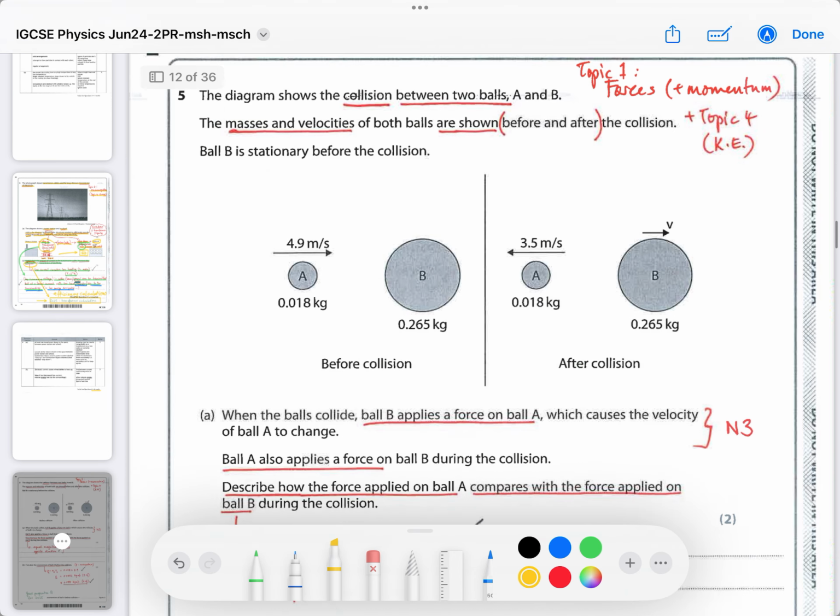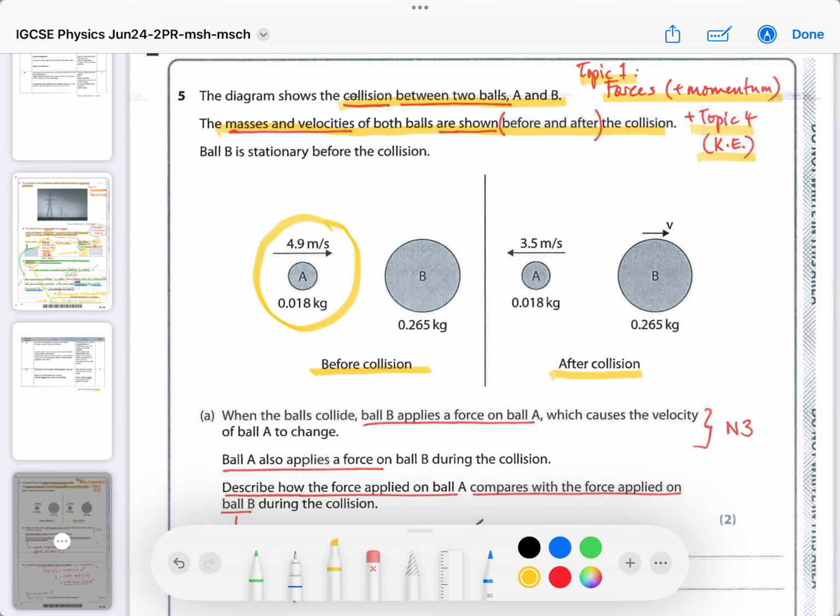Okay, question 5 then is about momentum, forces of momentum for topic 1, but they also ask about kinetic energy, which is topic 4. So the diagram shows collision between two balls, A and B. The masses and velocities are shown before and after the collision. Here you got before, here you got after. Yes, so before only ball A is moving, and then ball A hits the bigger ball B. Ball B is not moving initially. So when it hits the bigger ball B, or massive ball B I should say, it rebounds.